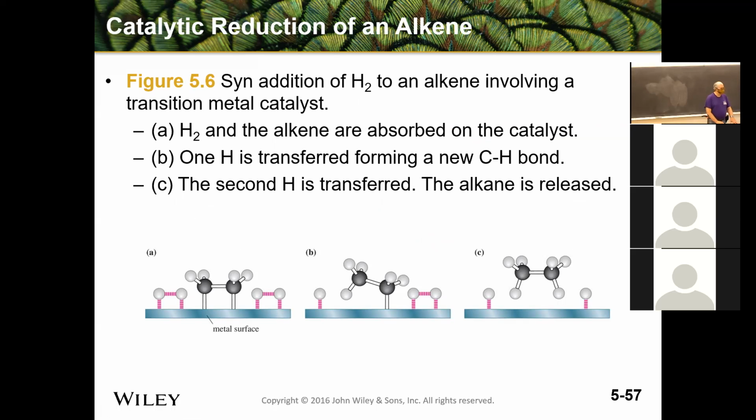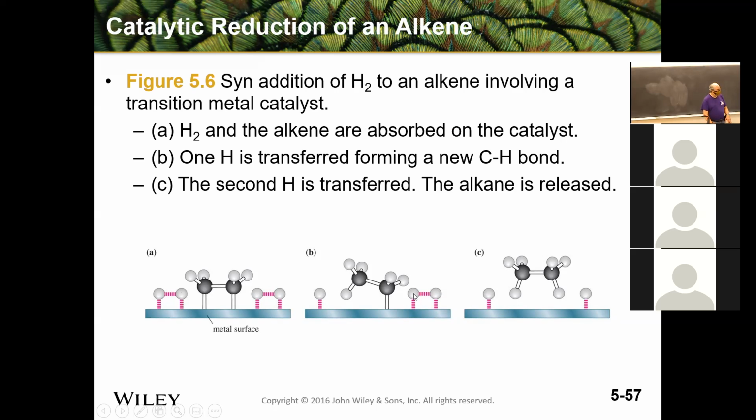Okay, so this is how the reaction takes place. Both hydrogen and the alkene are absorbed on the surface of the catalyst. What the catalyst facilitates is breaking the bond between the two hydrogens. So going from A to B, this bond is broken, and then a bond is formed between the alkene and the hydrogen.